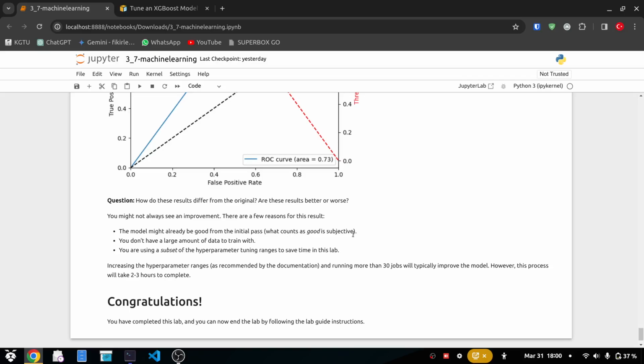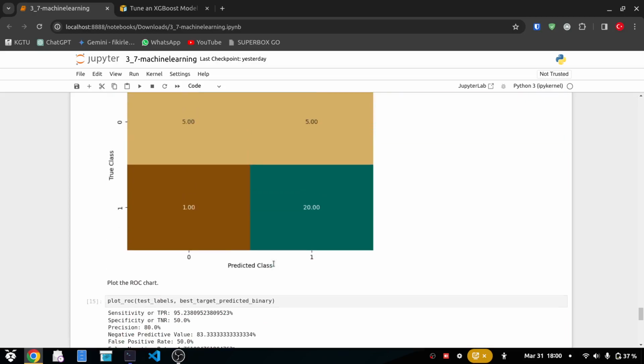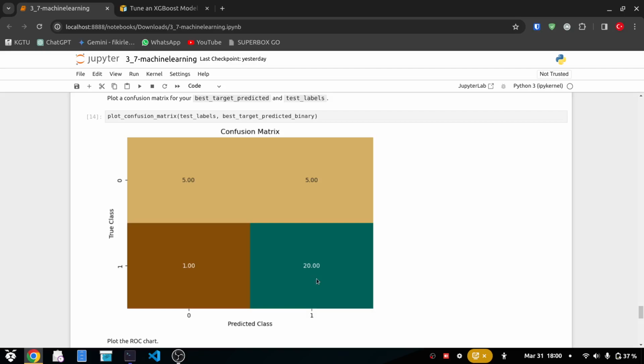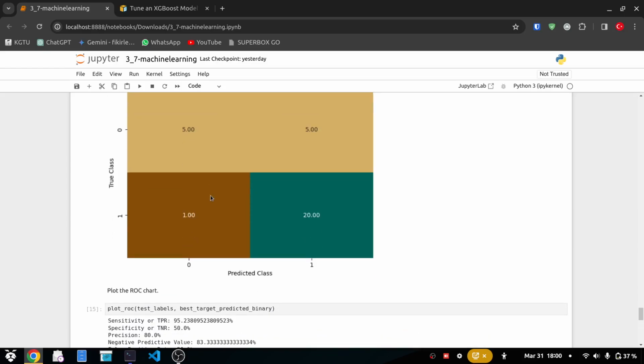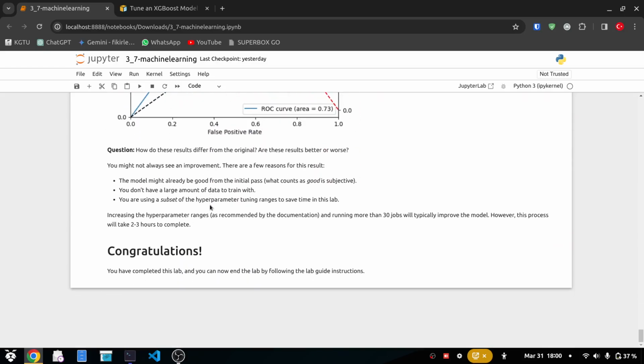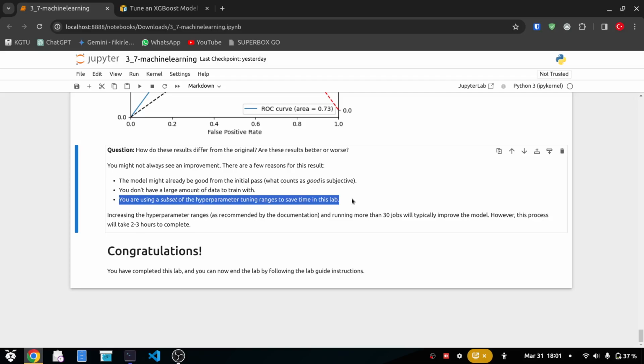What counts as good is subjective. This is really important. Well, do you want to truly predict the abnormal cases, or do you want to also truly predict the normal cases? You have a trade-off between those two. So it is subjective. Another reason: you don't have a large amount of data to train it. Yes, this is a really important reason as well. Also, you are using a subset of the hyperparameter tuning range to save time in this step. Yes, this is also the case.